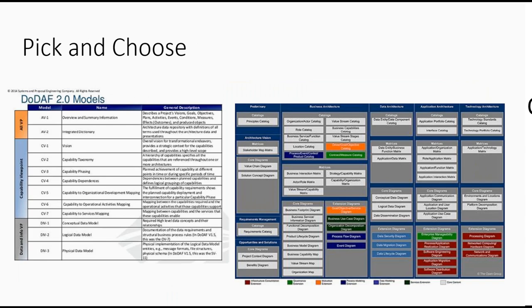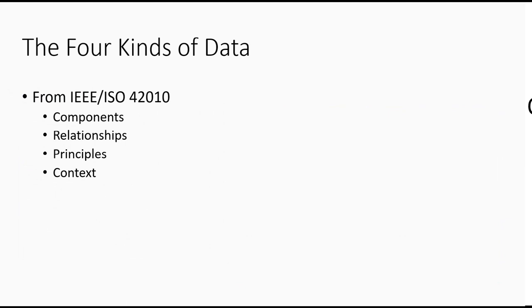Now we pick and choose among artifacts. Here are some of the artifacts on the left for DODAF 2.0, and on the right we have TOGAF. You just pick which artifacts are useful for your particular architecture and then use them. There are 4 kinds of data: the components, that is the blocks on a diagram, the relationships, the lines between the blocks, and those correspond to lists and matrices, the principles through which the architecture was developed or will be evolved, and last, the context.